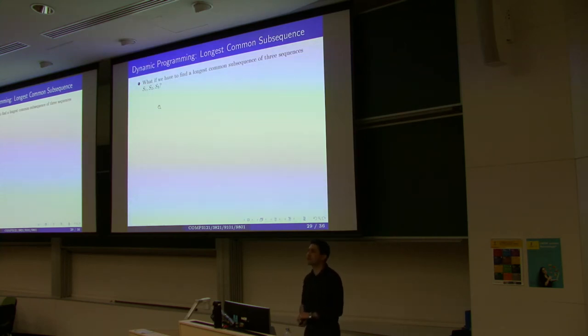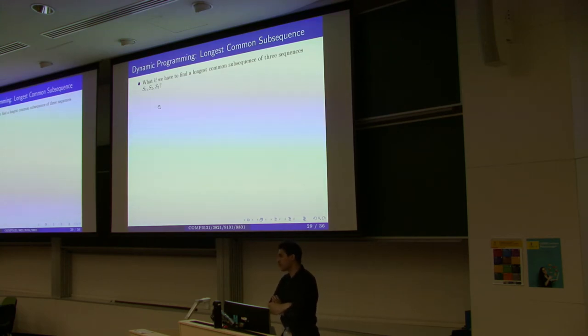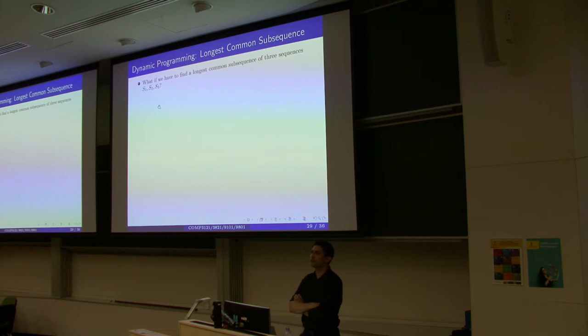Okay. So we looked at a problem where you had two different strings, and you wanted to find the longest common subsequence of those two strings. Now the question is that instead of having two strings, what if you had three strings? Is it the case that the dynamic program that you already had in the previous slide, can you use that to find the longest common subsequence of three different strings? Or do you have to reformulate your algorithm to solve this problem?